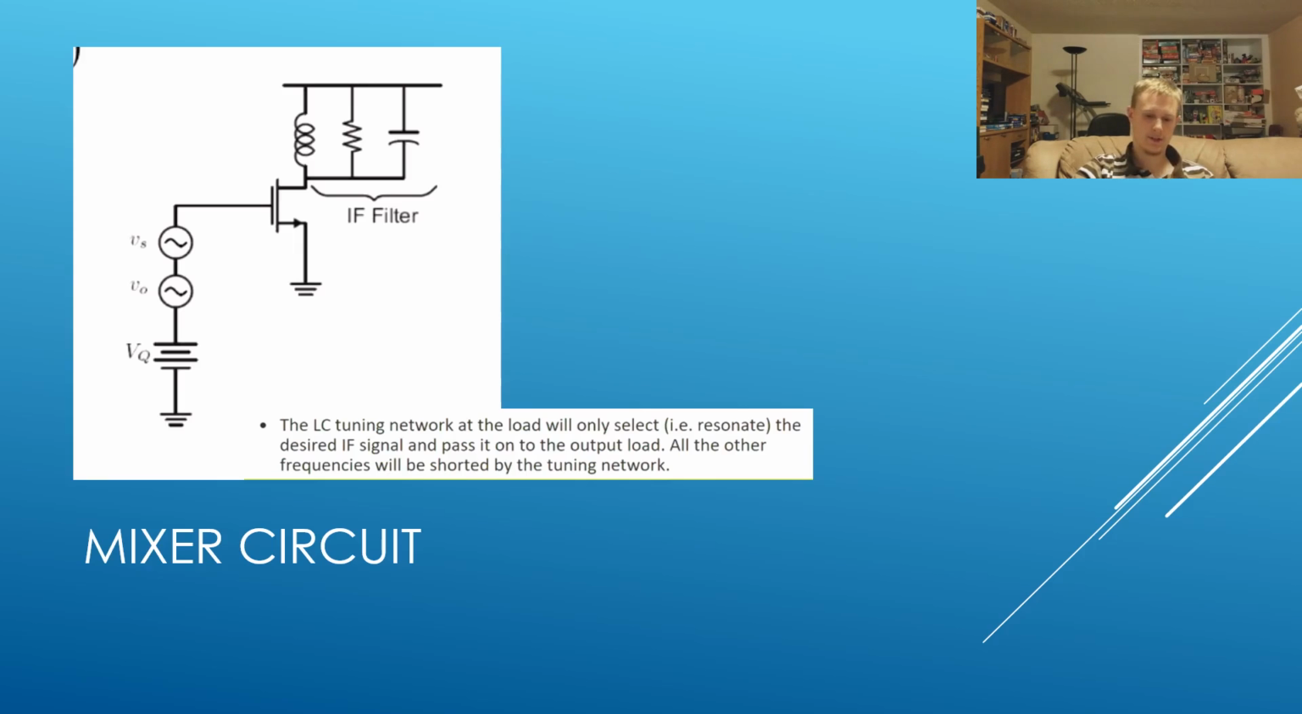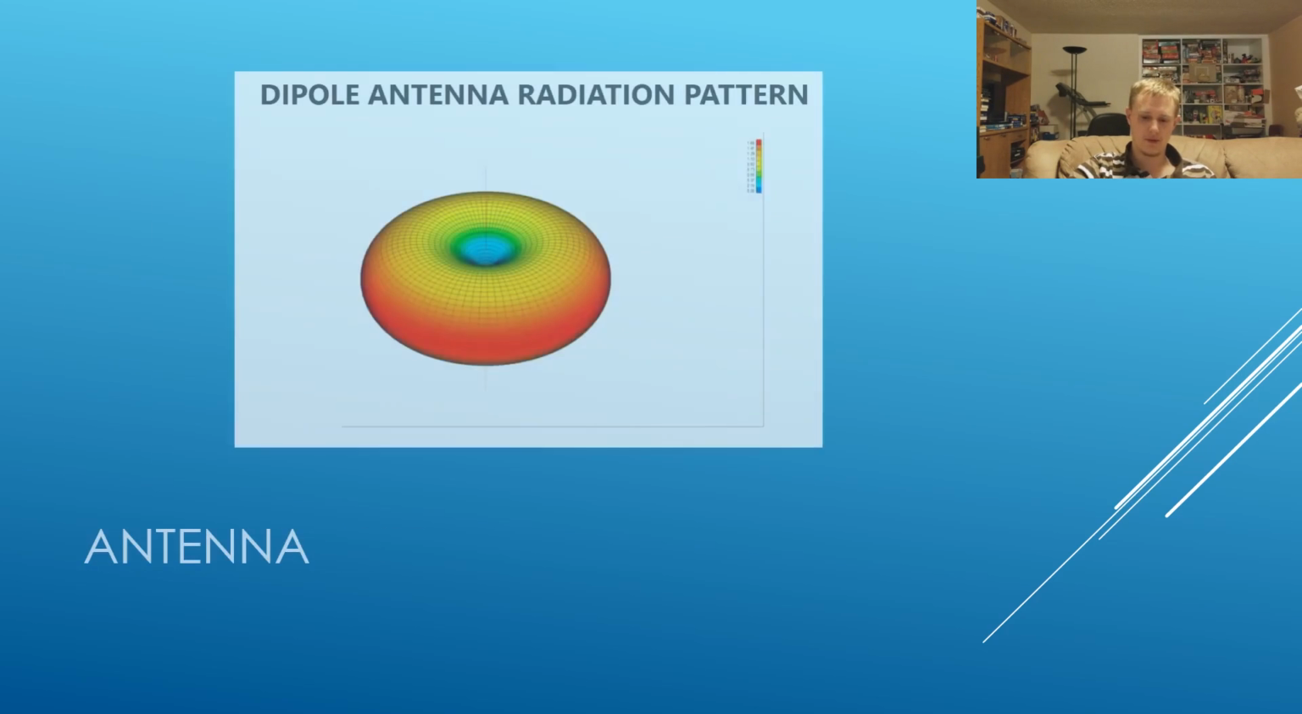Finally, let's take a look at the antenna. The diagram shows the radiation pattern of a dipole antenna. With this type of antenna, the sending and receiving antennas have to be on the same axis. So if the sending antenna is pointed up, the receiving antenna has to be pointed either up or down in order to receive the best signal. So this would not work very well on a cell phone.